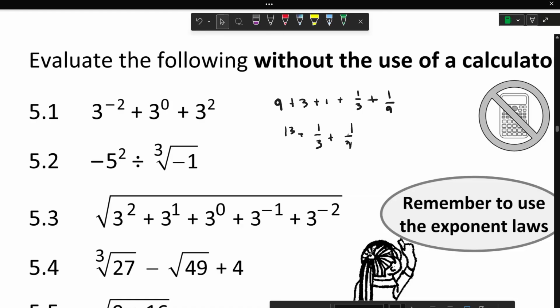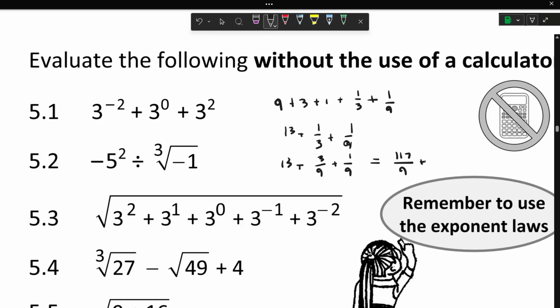So we need it to be over 9 on everything. So it's going to be 13 plus 3 over 9 plus 1 over 9. To get 13 over 9, we multiply by 9. We can do it easily by saying 13 times 10 is 130, minus 13 is 117. So it'll be equal to 117 over 9 plus 3 over 9 plus 1 over 9. So it'll be 120 over 9, 121 over 9.